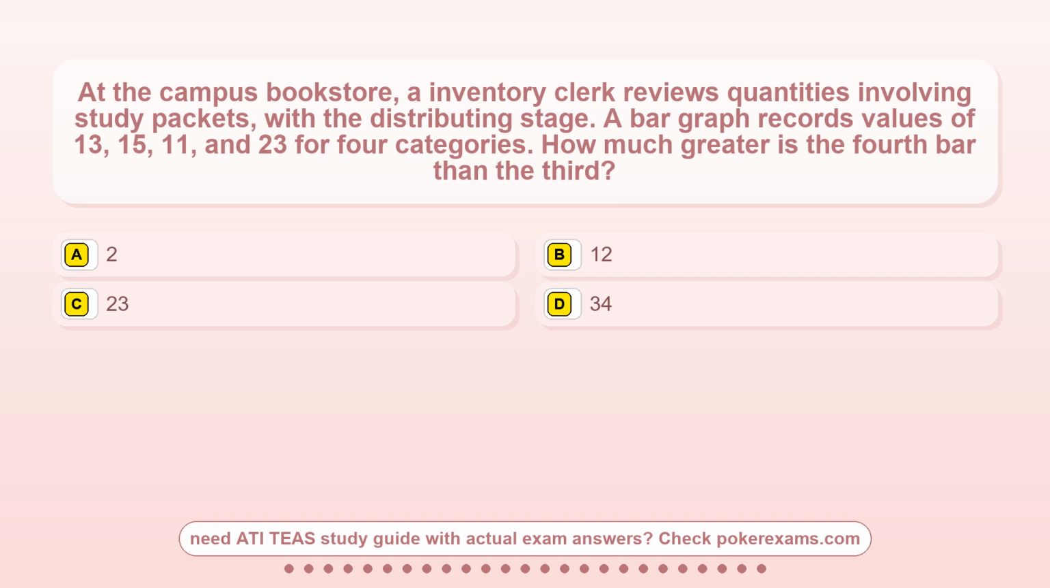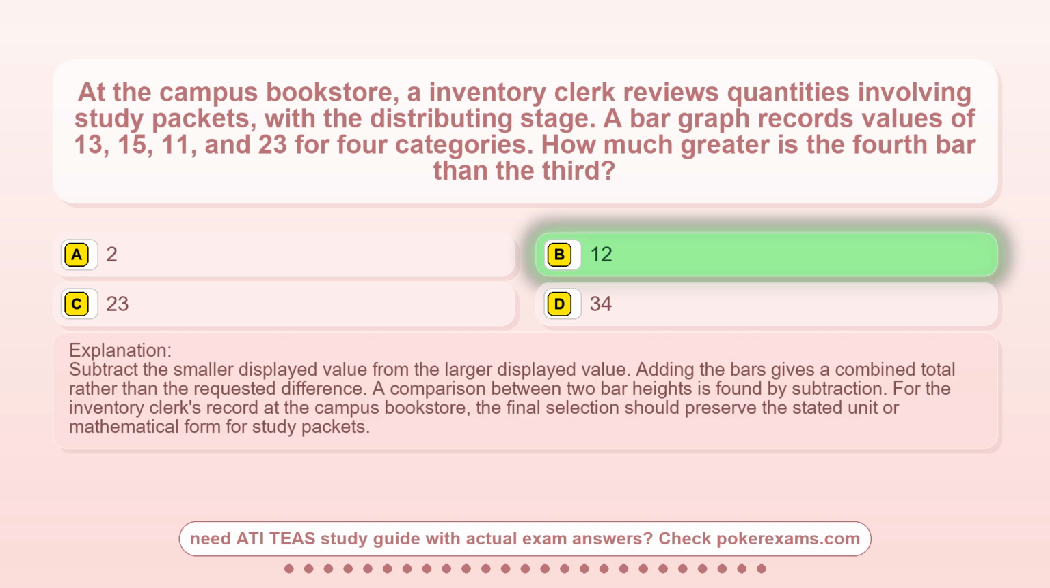Question 2. At the campus bookstore, an inventory clerk reviews quantities involving study packets with the distributing stage. A bar graph records values of 13, 15, 11, and 23 for 4 categories. How much greater is the fourth bar than the third? Option A, 2. Option B, 12. Option C, 23. Option D, 34. The correct answer is option B, 12.